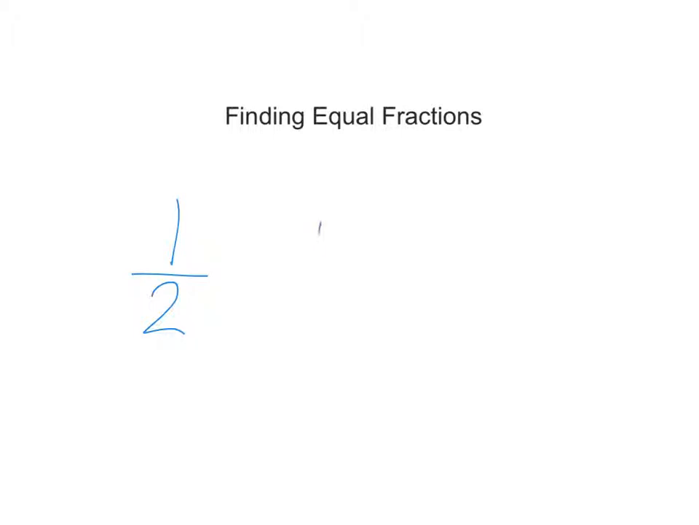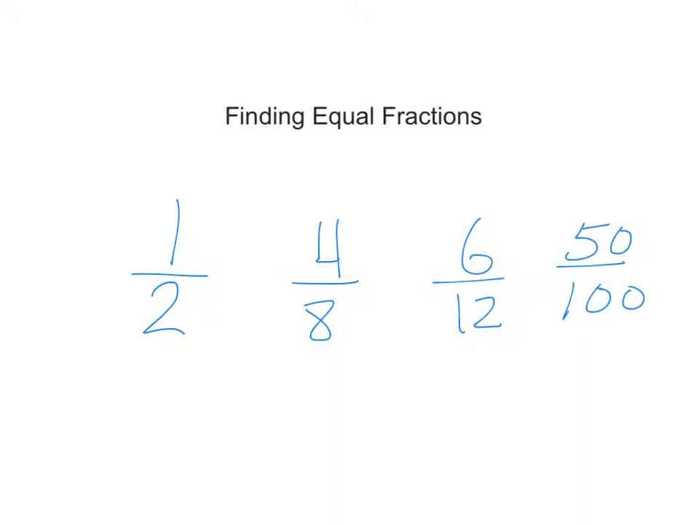And we know that a half, 4/8, 6/12, 50 hundredths, we know that these are all worth a half. They're all worth the same amount. Each one has the same value. And that helps us understand and reminds us that we can have multiple fractions that look different but have the same value. They are equal to each other. And that's the concept that we're going to be looking at today.